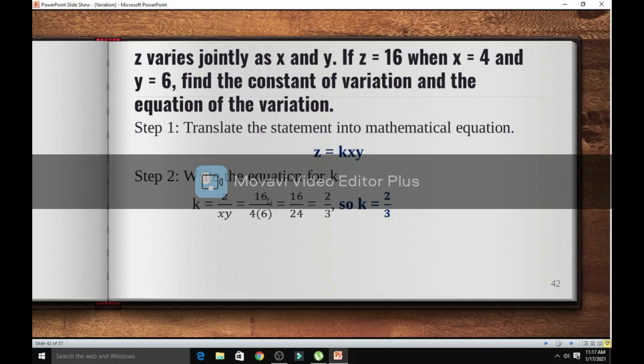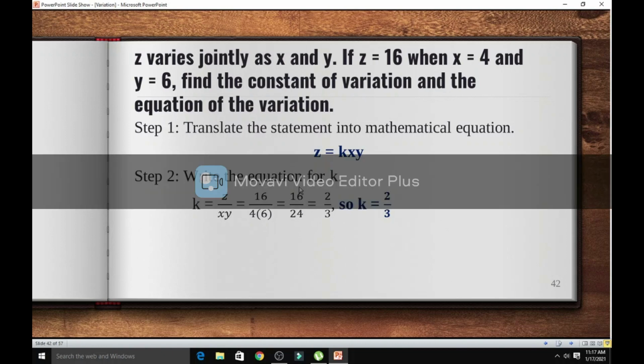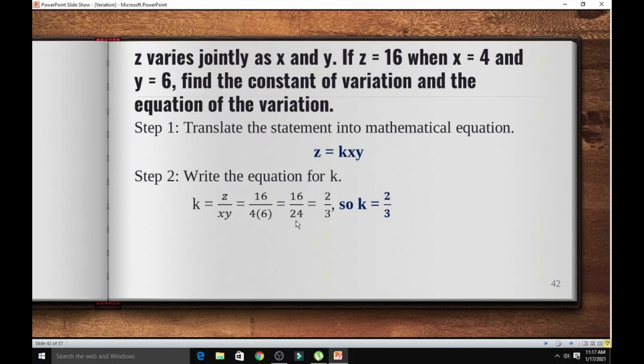So para ma-solve natin si k, isa-substitute lang natin yung values ng z, x, and y. So ang z natin is 16, ang x natin is 4, multiplied by y, which is 6. So 16 over 4 multiplied by 6. So we are going to get the product of 4 and 6, and that will be 24. So ikakopy lang natin si 16. So 16 divided by 24. So since 16 is not divisible by 24, we will just simplify. So, both numbers are divisible by 8. So, pag dinivide natin sa 8, magiging 2 over 3. Okay po? So, ang value ng k natin is 2 over 3.